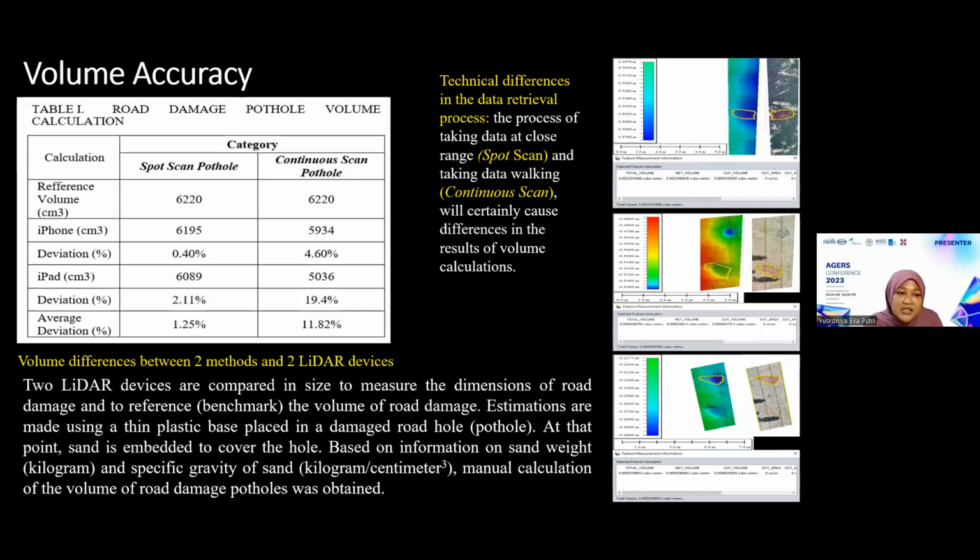This deviation is divided into two kinds, for Apple LiDAR, that is iPhone and iPad. With the spot scan, we can get a deviation of about 1.25%, and with continuous scanning, we get an average deviation of about 11.82%.